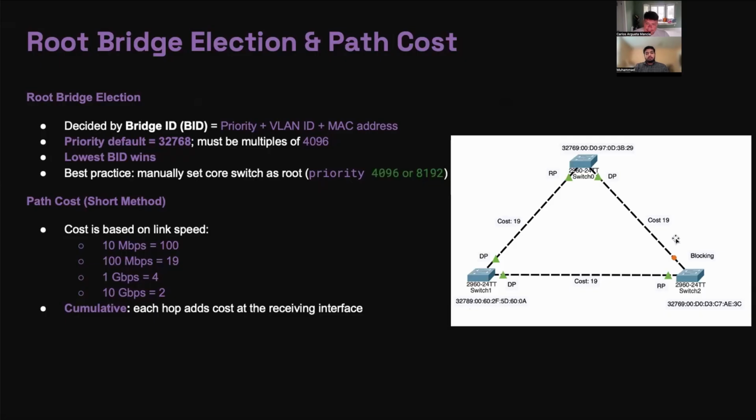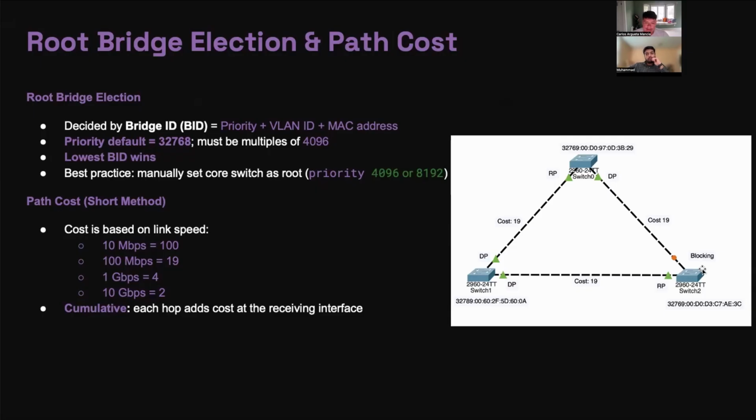So you'll notice that if I were to go from switch 2 to switch 0 to get to my root bridge, that is a cost of 38. So it is much more efficient to go directly to switch 1 for the cost of 19. And the same logic applies for switch 0. If it were to traverse across switch 2 to get to the root bridge of switch 1, that 38 cost would be much less efficient than the direct connection.